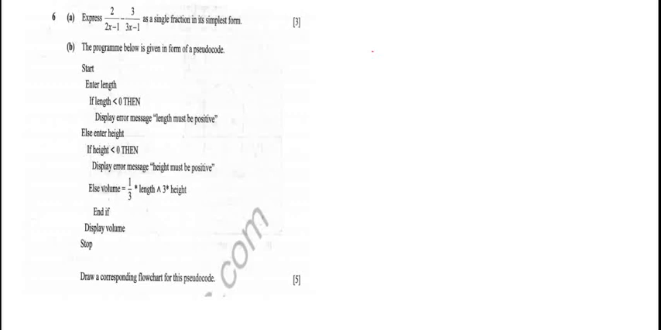In this video, we are solving a question which came in 2021 paper 1, paper 2, GCE. It was on question 6. So 6a: express 2 over 2x minus 1 minus 3 over 3x minus 1 as a single fraction in its simplest form. So we have 2 over 2x minus 1 minus 3 over 3x minus 1.